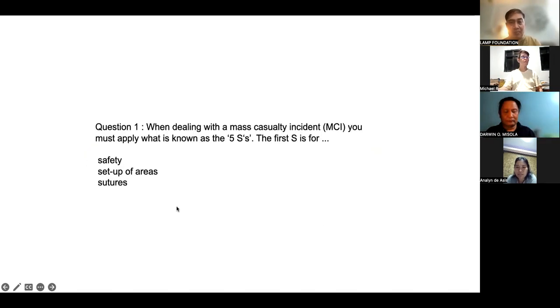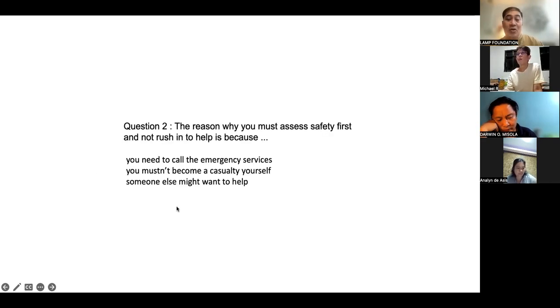Okay. Punta naman tayo sa mass casualty. In dealing with a mass casualty incident, you must apply what is known as the five S's. The first S is for safety. The reason why you must assess safety first and not rush in to help is because you mustn't become a casualty yourself.